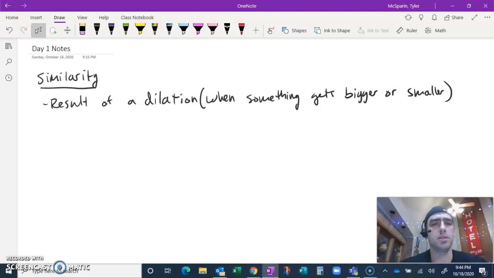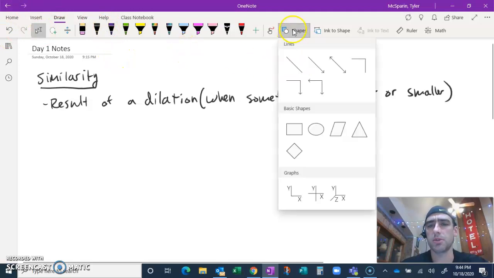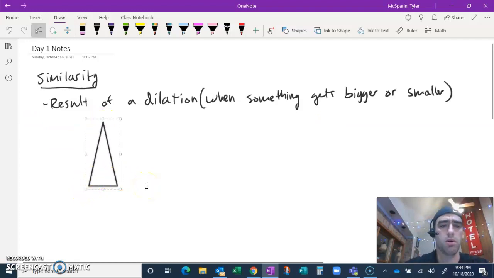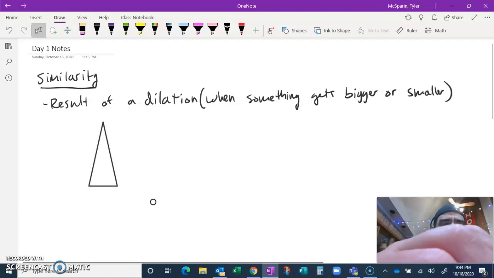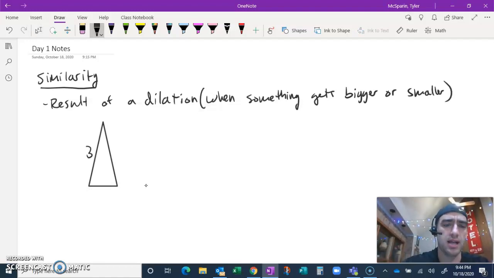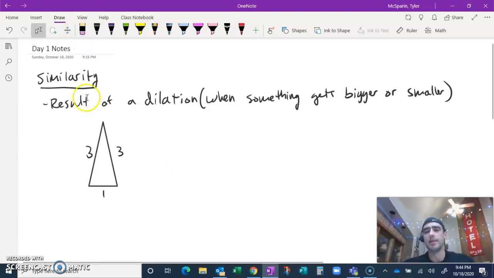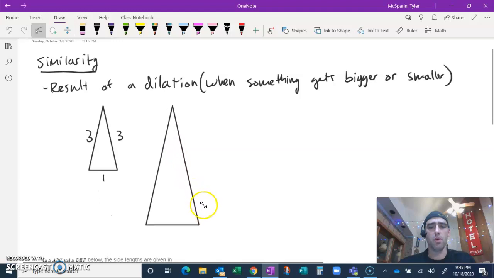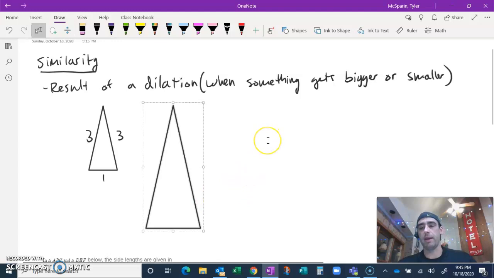All right, so let's do a quick example. I'm going to throw a shape in here. We're going to make it a triangle because there are lots of triangles. Let's say that I've got sides that are 3 and 1. If I am going to do a dilation, it's going to be the same triangle, but bigger or smaller. In this case, I made it bigger.